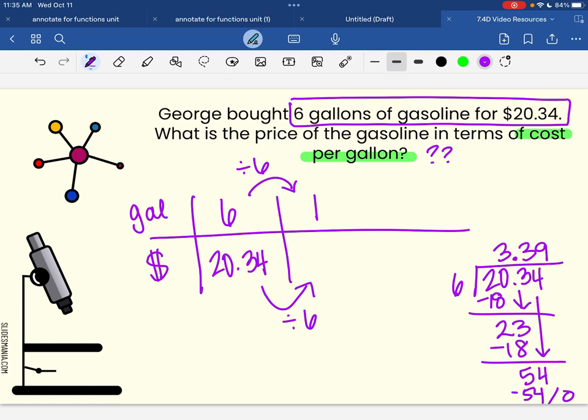So 1 gallon costs me $3.39. And so this right here is my unit price.